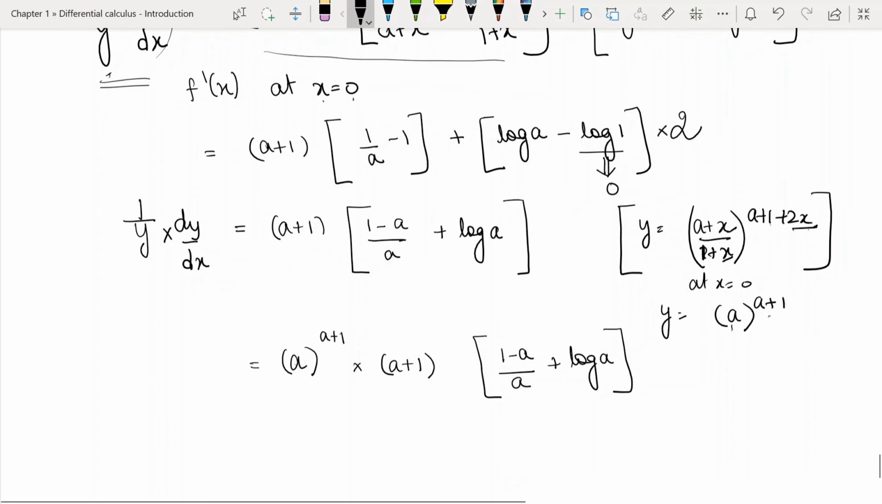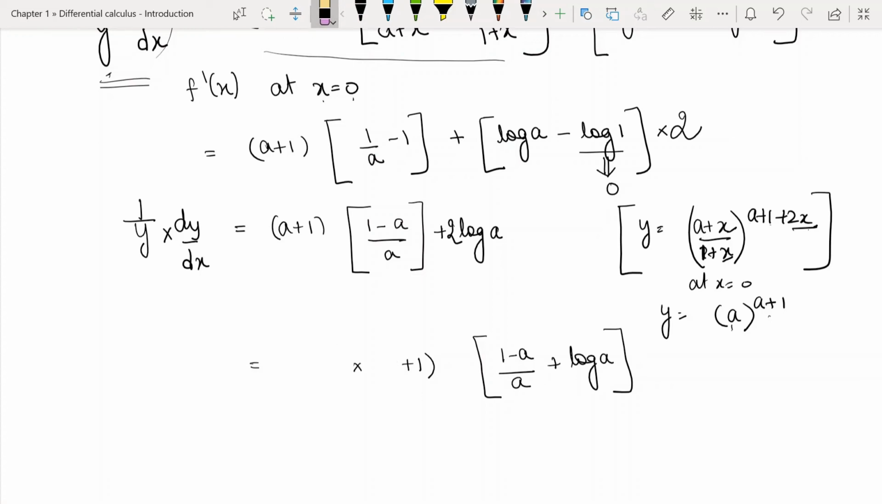So here what you would have is 2 log a. Okay. I think now it's clear. So let me just rewrite this step.